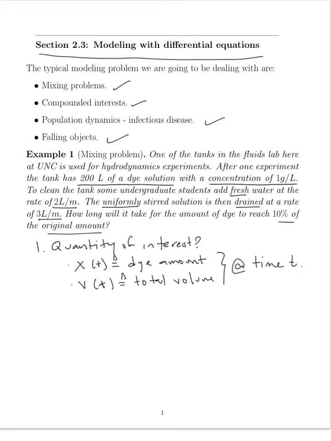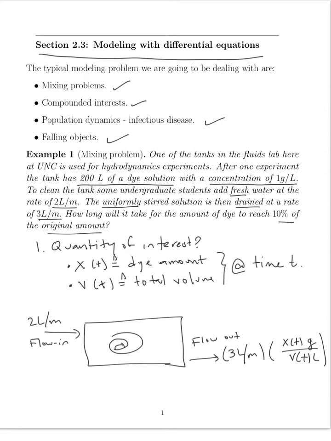Okay, so the first thing that you need to do is to determine what the quantity of interest is. And here it's going to be the amount of dye, which I'm going to denote by x of t. And we also need to know what the total volume is at a particular time t. And I'm going to denote that by v of t.